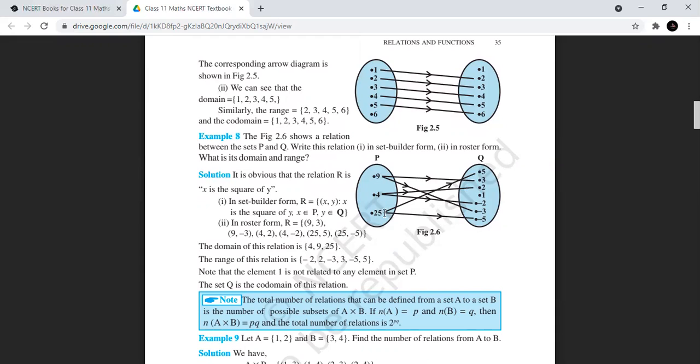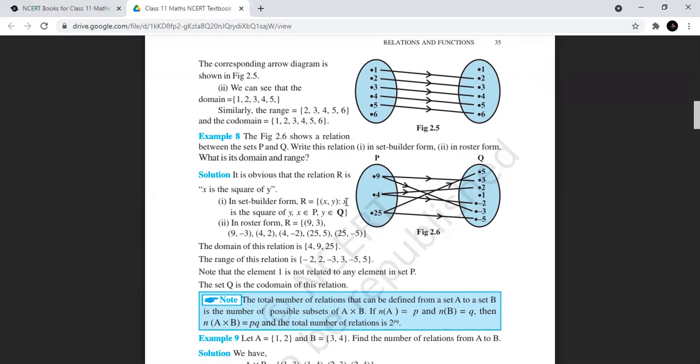Okay, that pre-image cannot be repeated. This is known as pre-image. All right, and it cannot be repeated, right? So see, 25 is mapped with 5 as well as with -5 here, 4 is mapped with 2 as well as with -2. So whenever two images have same pre-image, then this is not a function. This is a relation, but this is not a function.